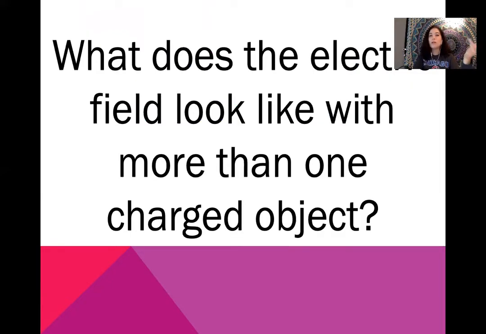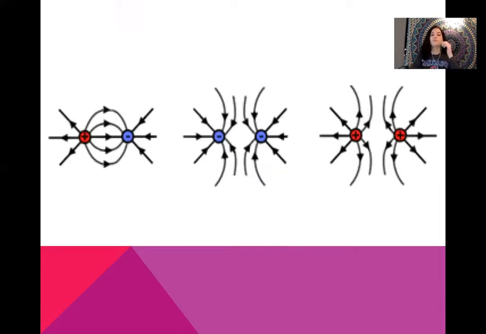So what does the electric field look like if we have more than just one charged object? This is where it might get a little tricky. So we've got three different situations. We've got a positive and a negative. We've got two negatives, and we've got a negative and a positive. Pause the video, and I want you to write down 5 things, quick little jotted things that you notice about these 3 pictures.